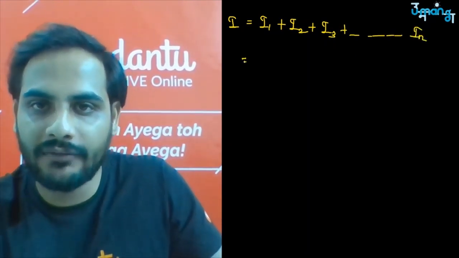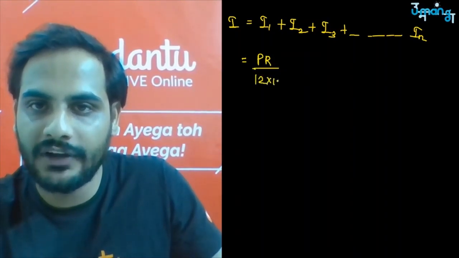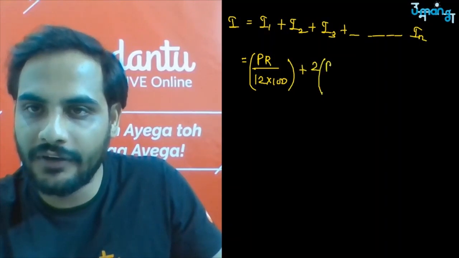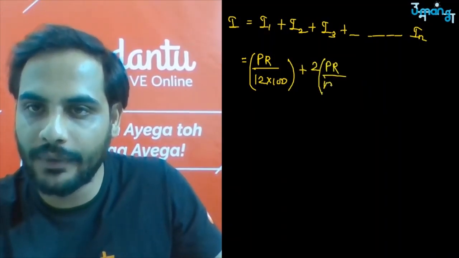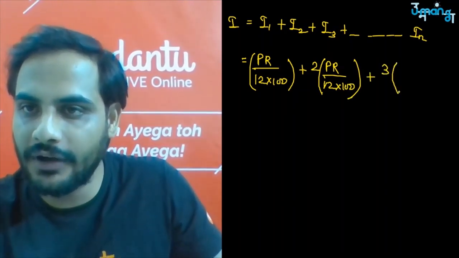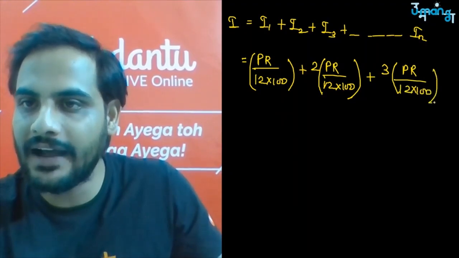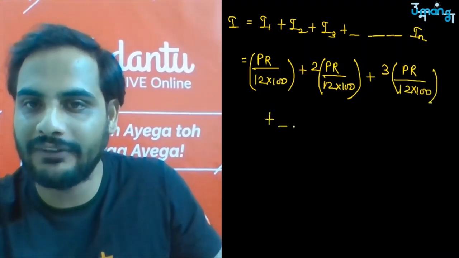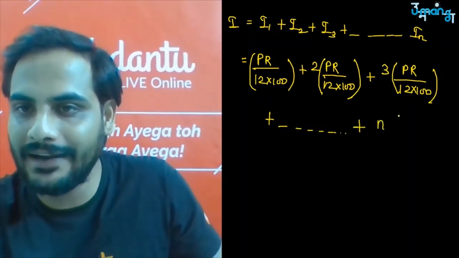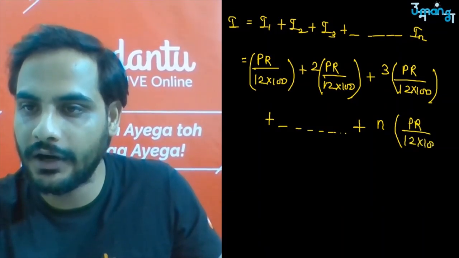So I1 was your PR upon 12 into 100. I2 was 2 times of PR upon 12 into 100. I3 was 3 times of PR upon 12 into 100. Similarly, after that, 4 times of PR upon 12 into 100. This way, the nth month interest will be n times of PR upon 12 into 100.